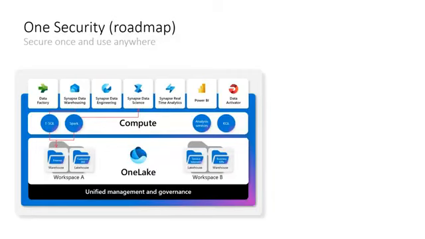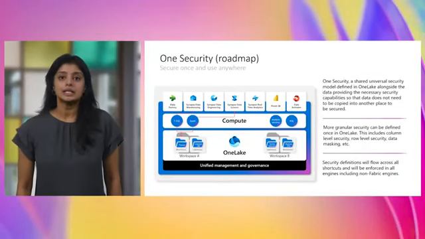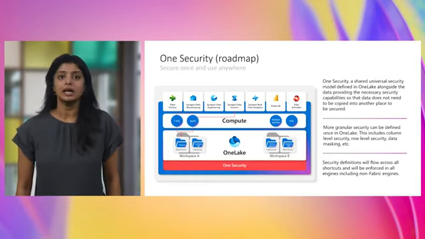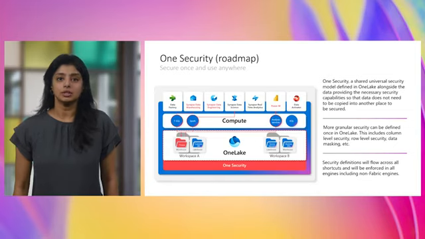Looking at our roadmap, we are in active development of the first phase of a feature we are calling OneSecurity. OneSecurity will bring a shared universal security model which you'll be able to define in OneLake. More granular data security can be defined on data once in OneLake. This includes table, column, and row-level security. In this example, I have defined security on a data warehouse. That security would flow across any shortcut which references that data and be respected by any engine you choose to access this data with.